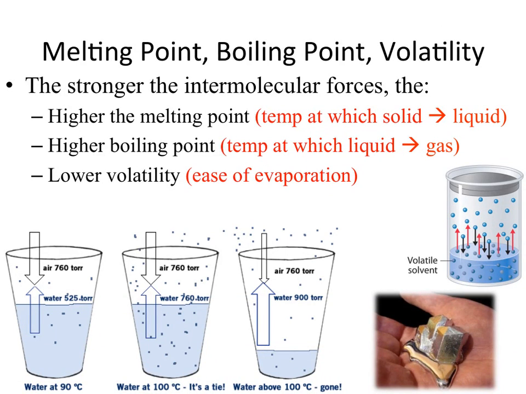Melting point, boiling point, volatility. Melting point is the temperature at which a solid turns into a liquid. Boiling is when a liquid turns into gas. And volatility is the ease of evaporation. And basically, all of these increase generally with stronger intermolecular forces. So the more hydrogen bonds you have, the higher the boiling point or melting point, versus something that has London dispersion forces, which might have a lower melting point and boiling point.